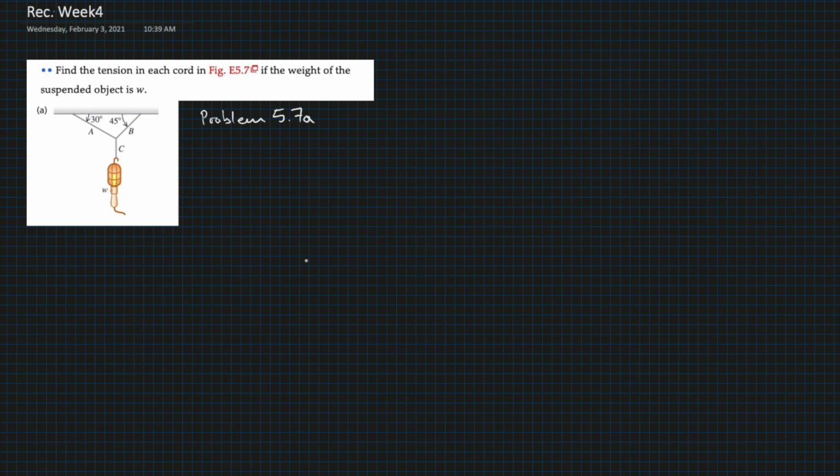So first problem here, problem 5.7a, we've got an object hanging from the ceiling with 3 chords being present there. So we've got chord A, B, and C. And it's asked us to find the tension in each. And so really with any force problem, the first thing to do always is to recognize that we need to start drawing a free body diagram. That's going to be super important in order to solve all these problems.